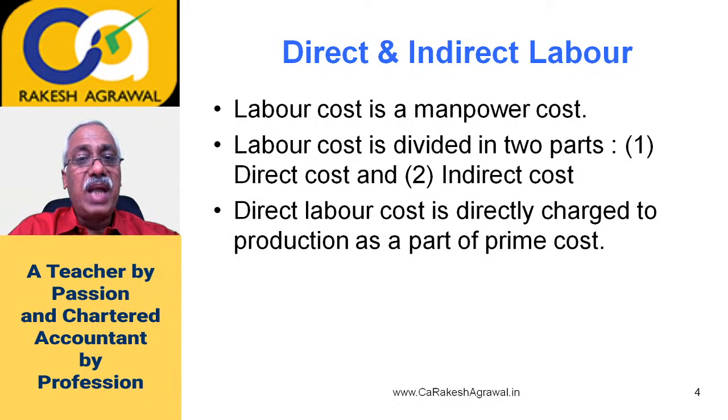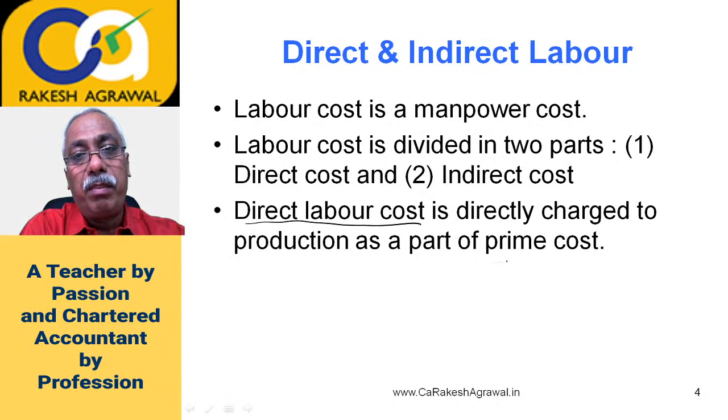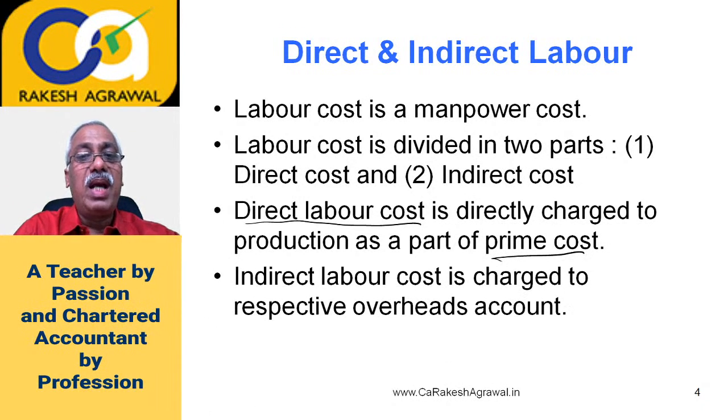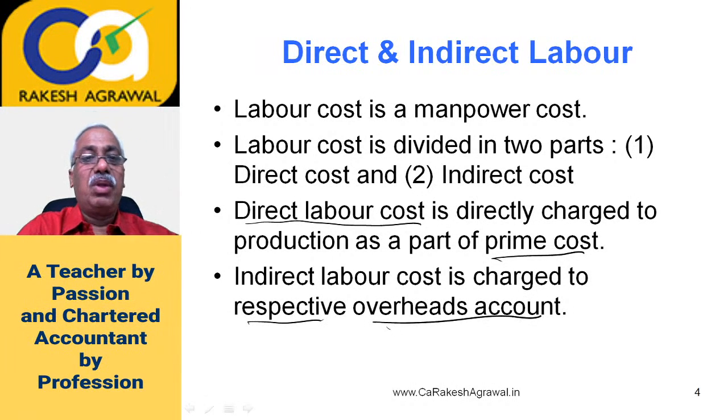Direct labor cost is directly charged to production as a part of prime cost. If you can recollect, prime cost consists of direct material, direct labor and direct expenses. So this direct labor cost will form part of prime cost. And what will happen to indirect labor cost then? Indirect labor cost is charged to the respective overheads account. So indirect labor cost will get clubbed in the overheads. Now we had seen 3 types of overheads, if you remember: factory overheads, administration overheads and selling and distribution overheads.